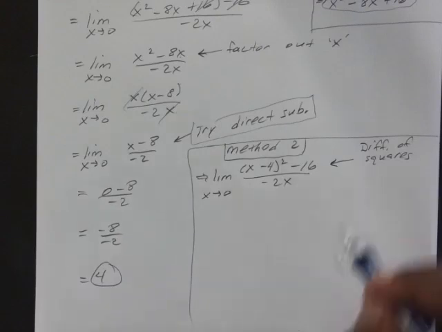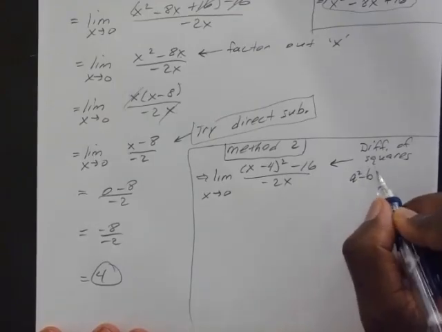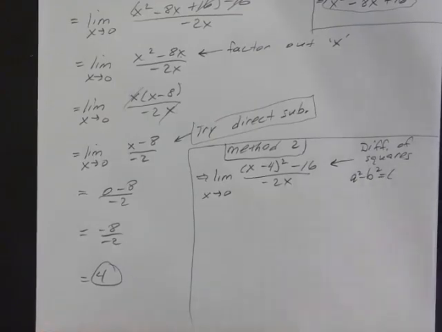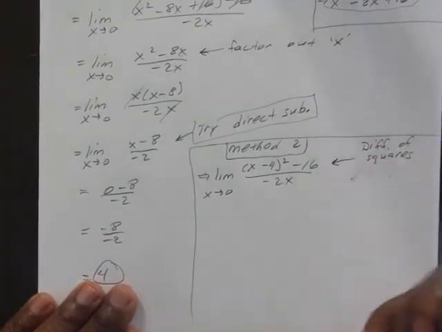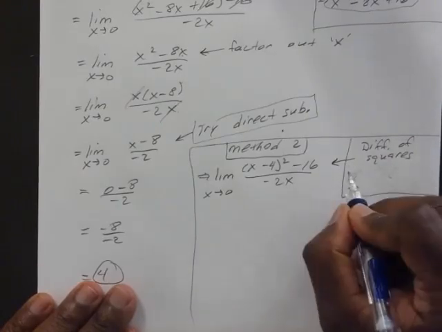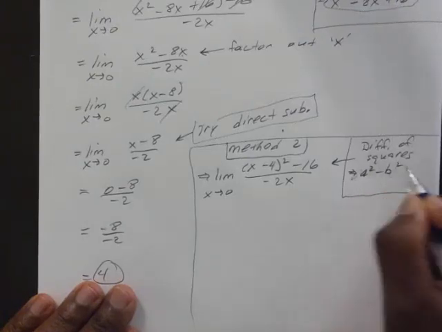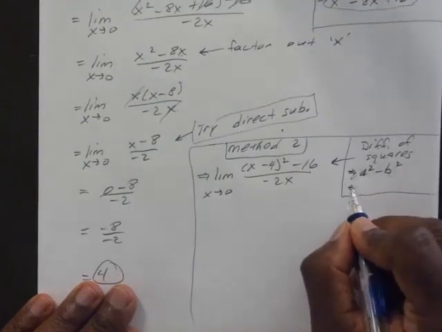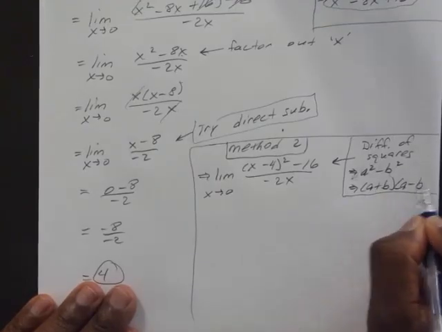And if you remember, difference of squares just states that if you have a squared minus b squared, that's equal to, give that a little more room. I'm going to run out of room there, so let me block that off and put it underneath. A squared minus B squared is equivalent to (A plus B) times (A minus B).